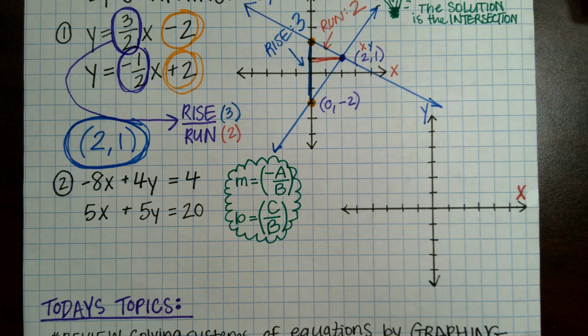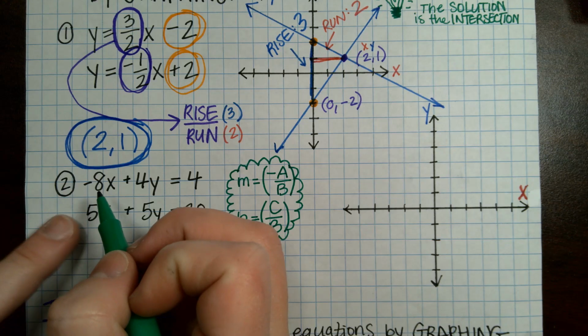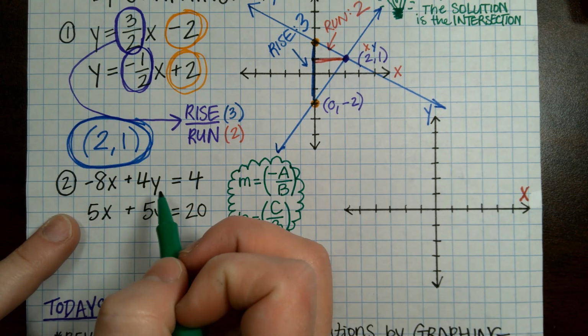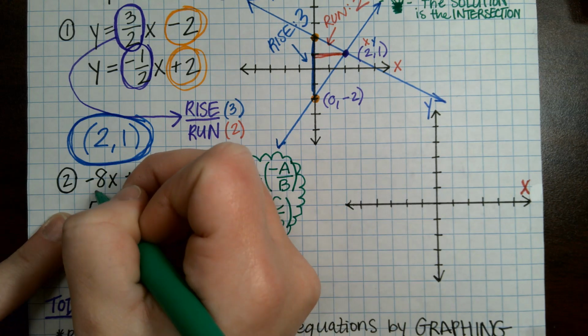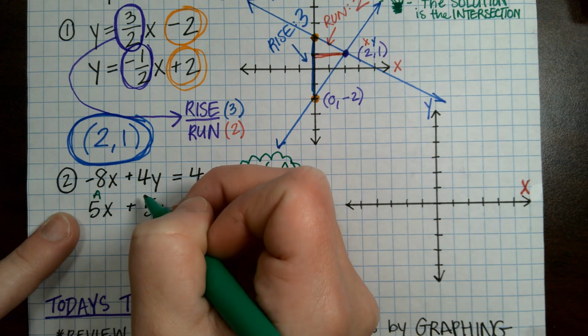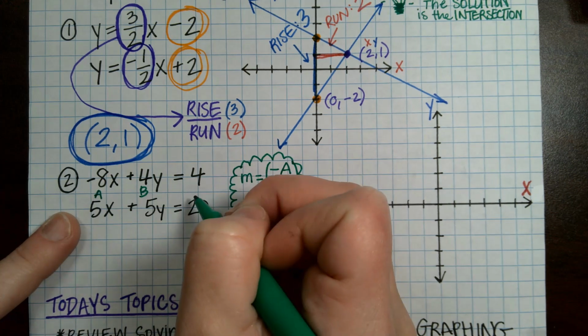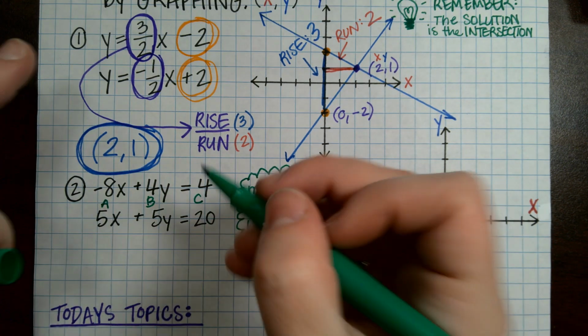So first, let's label our a, b, and c for each equation. On number 2, I've got negative 8x plus 4y equals 4. So what's my A? Negative 8. What's my B? 4. And what's my C? Also 4. Okay, so let's work with this equation first.